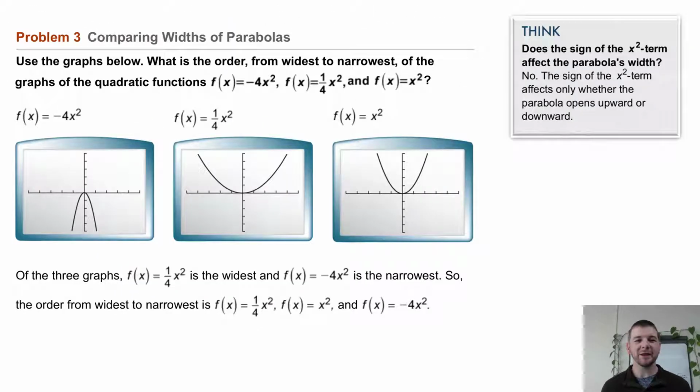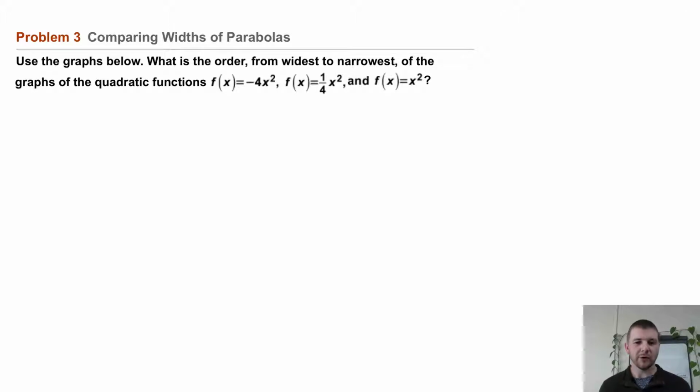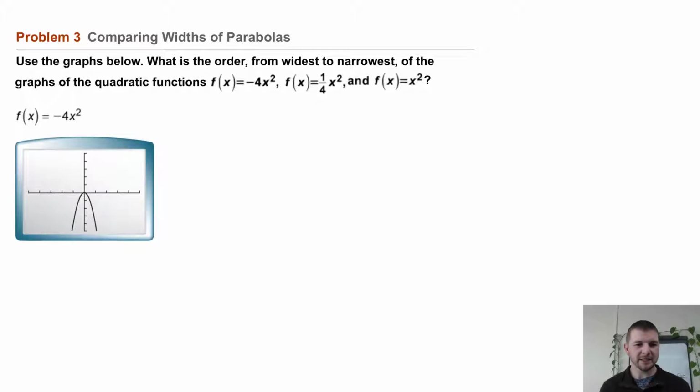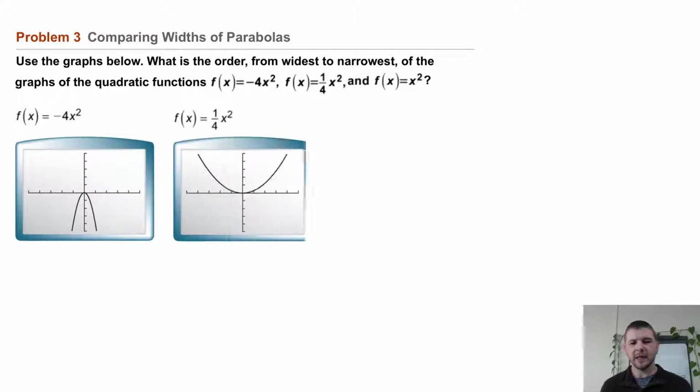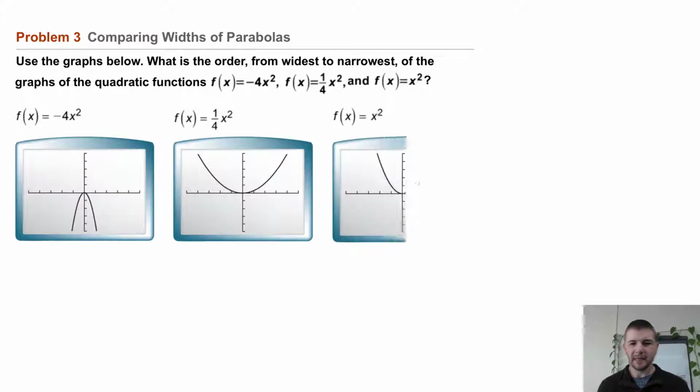Problem 3. Comparing widths of parabolas. Use the graphs below. What is the order from widest to narrowest of the graphs of the quadratic functions f of x equals negative 4x squared on the far left, f of x equals 1/4 x squared in the center, and f of x equals x squared on the right?